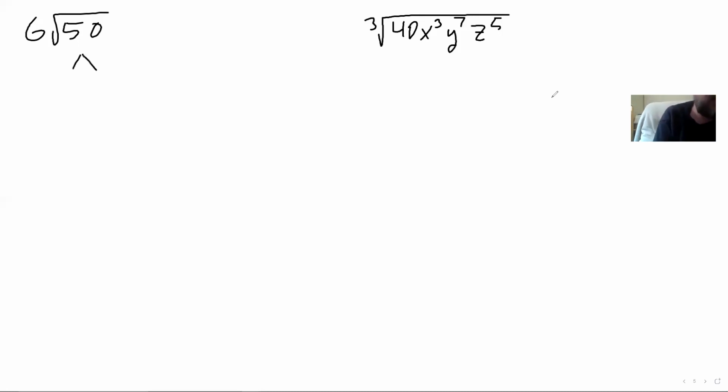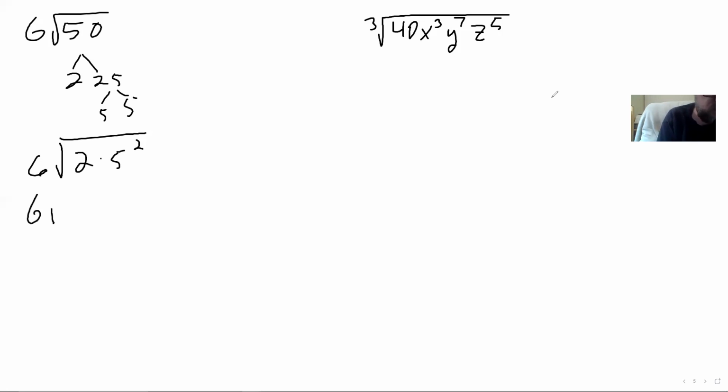So 50 is 2 times 25, and then 25 is 5 times 5. So this thing is really 6 times the square root of 2 times 5 to the second, which we're going to break up into 2 pieces, right? 5 to the second, because that simplifies nicely, and then the one remaining thing is the 2. Square root of 5 to the second is just 5. Those cancel, and I end up with 6 times 5 times the square root of 2. 6 times 5 is 30. 30 root 2.